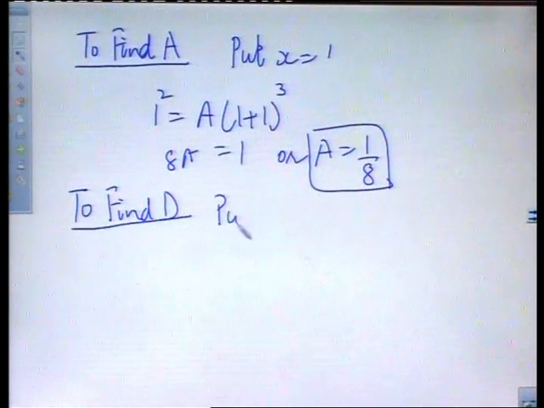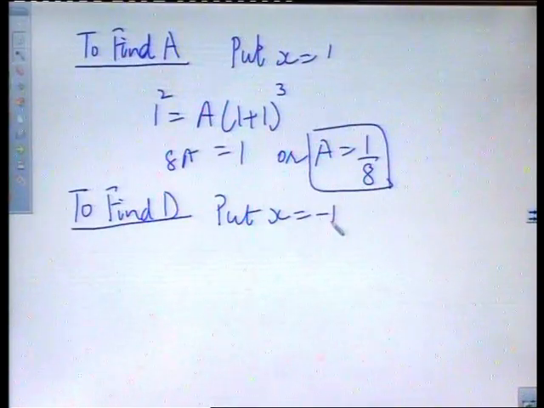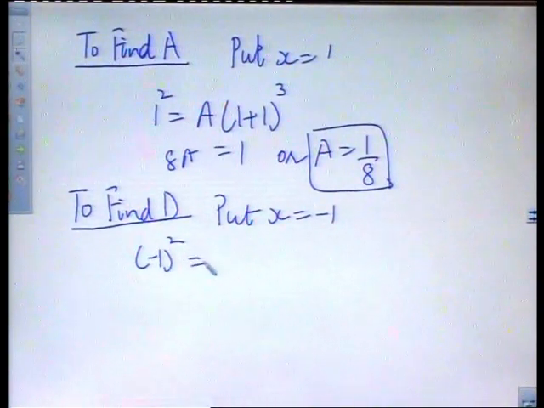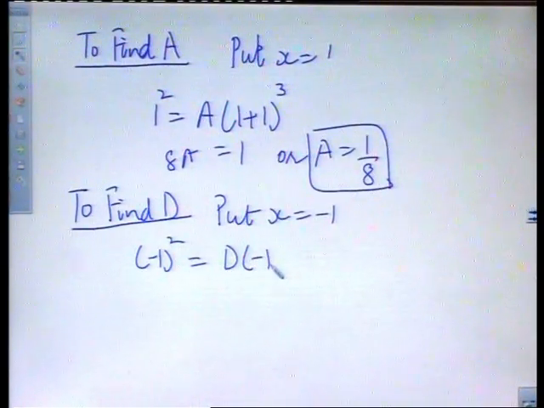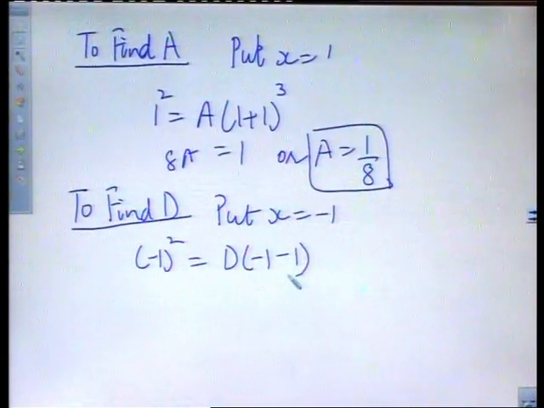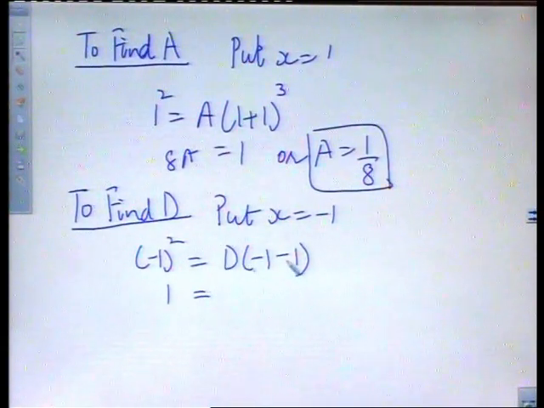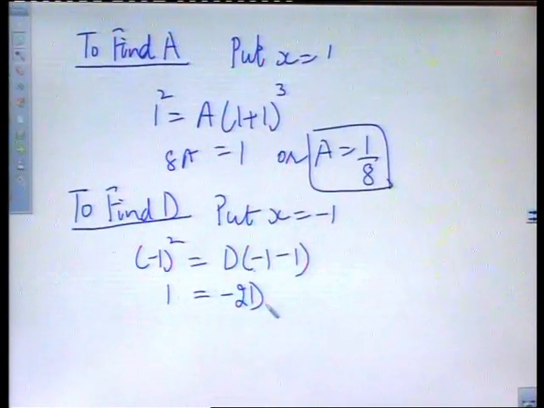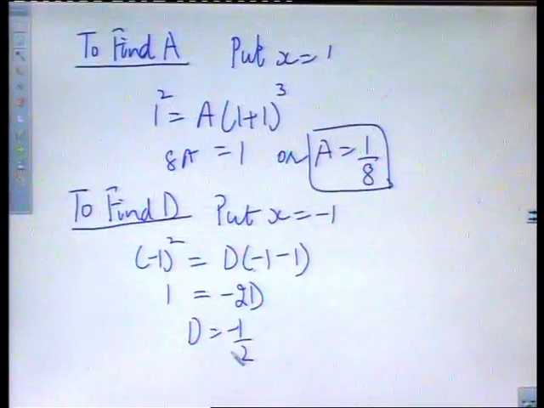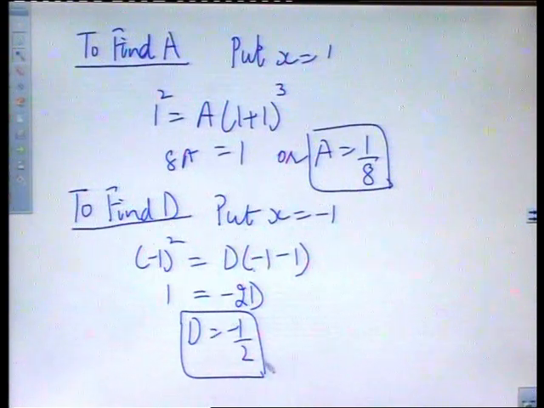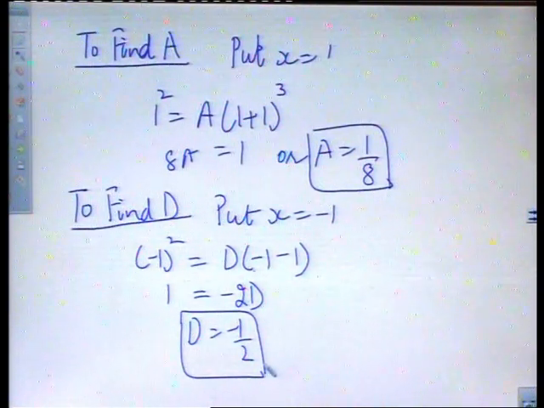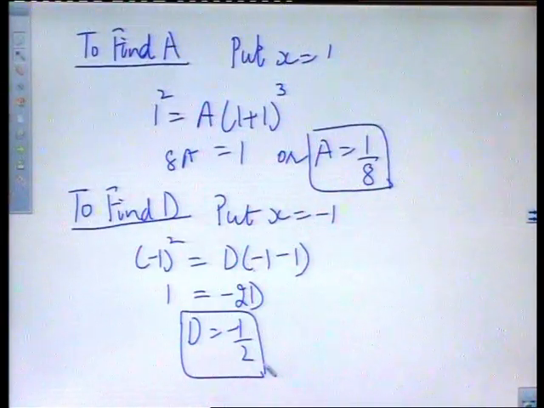Now, to find D, put x is equal to minus 1. Left hand side we get minus 1 square. Similarly, all other terms will become 0, only we will be left with D into minus 1 minus 1. Now, minus 1 square is 1, equals minus 2D, and the value of D comes out to be minus 1 over 2. We know the value of A, we found the value of D. Now, we have to find the values of B and C. For that purpose, we solve equation number 2.